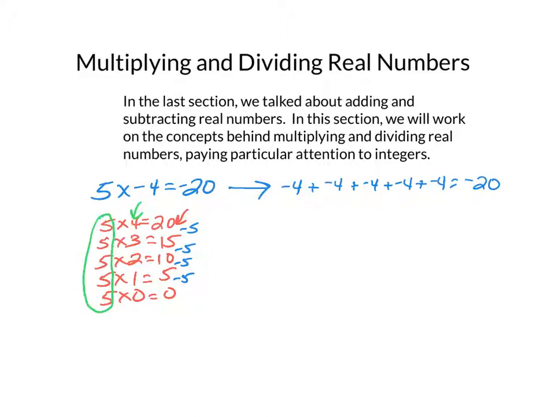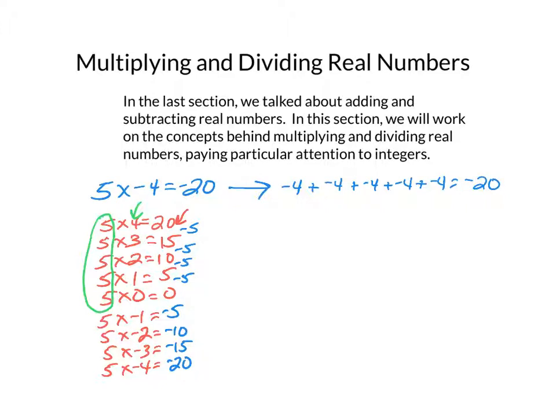If I continue with that same pattern, I'm going to have 5 times a negative 1, 5 times a negative 2, 5 times a negative 3, 5 times a negative 4. Well, the pattern needs to continue. I need to continue decreasing by 5 every time. So this answer would be a negative 5, this answer would be a negative 10, this answer would be a negative 15, this answer would be a negative 20.